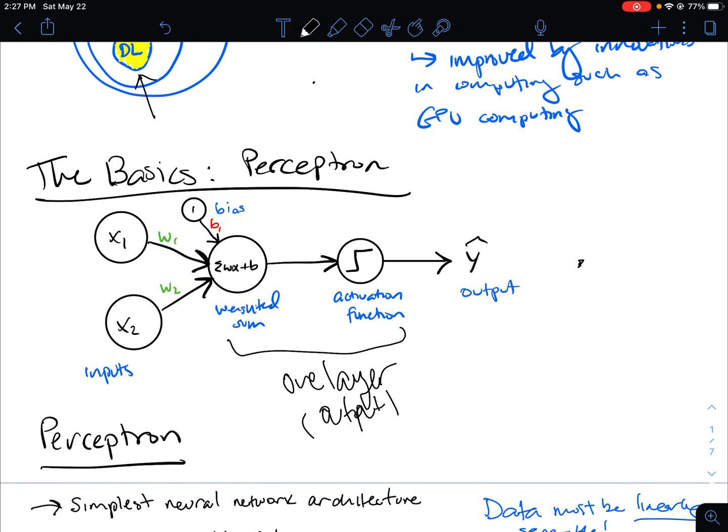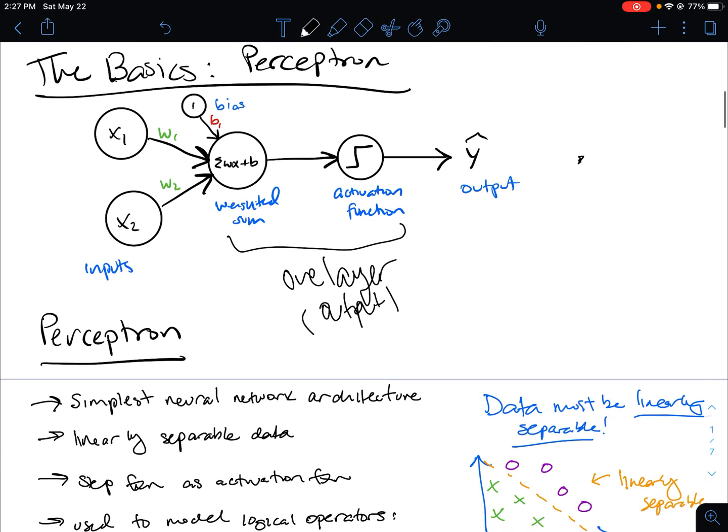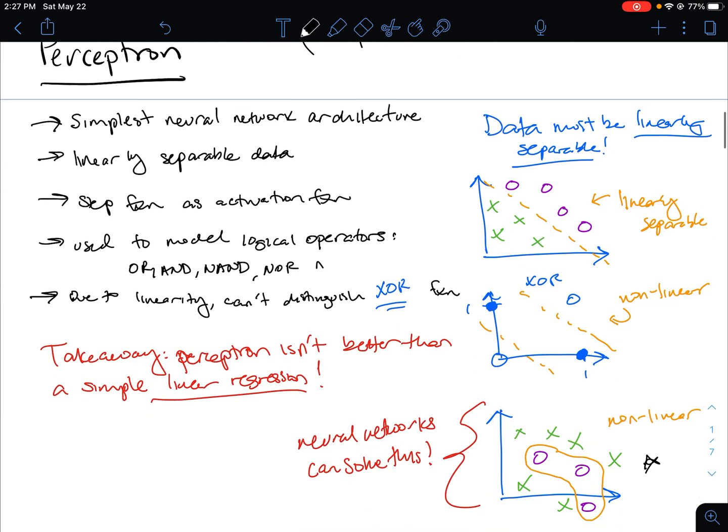So it's kind of a linear combination. And then you're adding some activation function. In this case, it's a step function. So if the input meets some threshold, it's 1. If it doesn't, it's 0, and you're getting an output. And that is a perceptron. So let's go into some characteristics of this model.